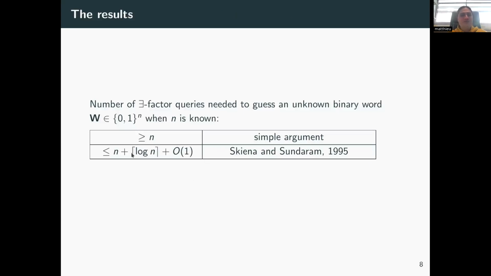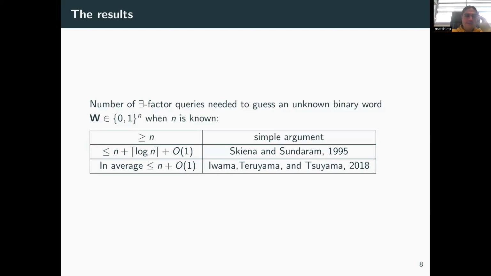Skinner and Sundaram prove that n plus log n plus 2 or 3 is enough. In the average case, it's been proven that n plus 6 is enough. But there is still this gap of log n. So the question is, how much can we improve this? Is the lower bound optimal, or maybe the lower bound is far from the truth?